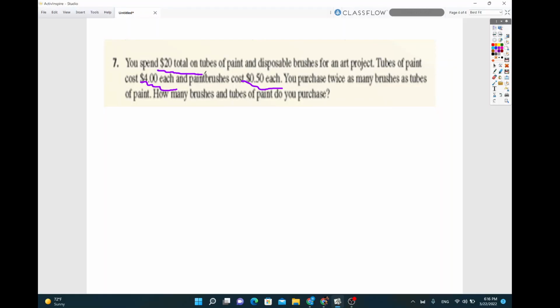Okay, so there's a lot of information involved right here. So $20 total. Okay, so that's how much you spend, right? So the cost for the paint brushes, well, what is that? That would be 50 cents each. And then for the tube of paint, that would be $4 each. That's pretty expensive. So the way to do it, we need to set up 2 different variables, okay? One is the number of brushes, and the other one is the number of tubes of paint, okay? So let x be the number of brushes, and then y be the number of the tubes of paint.